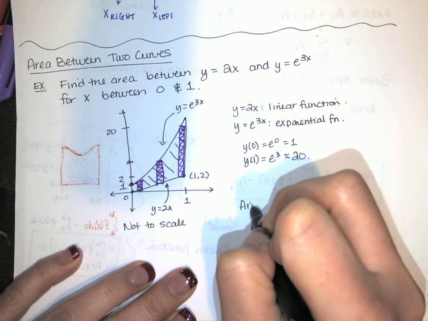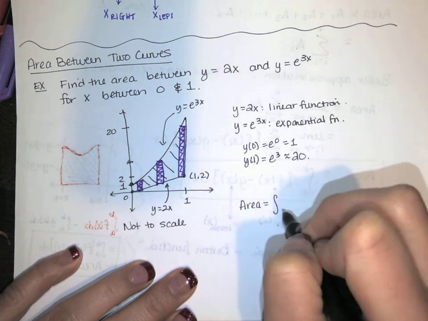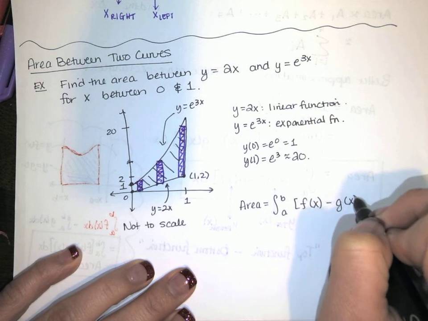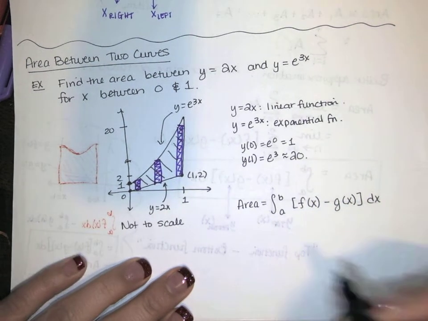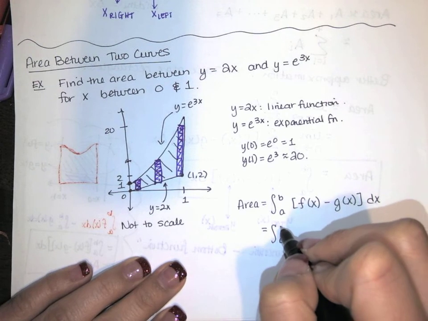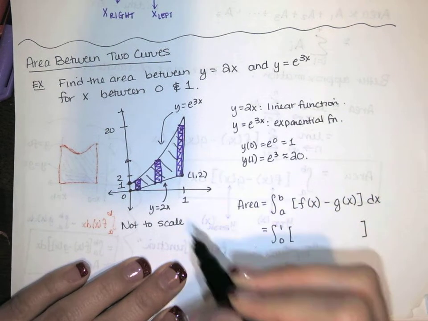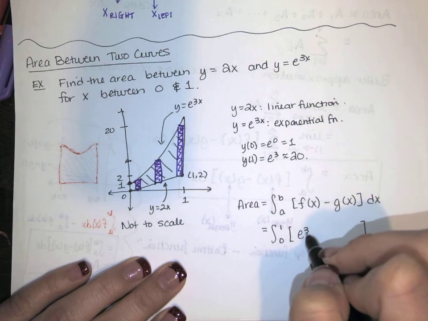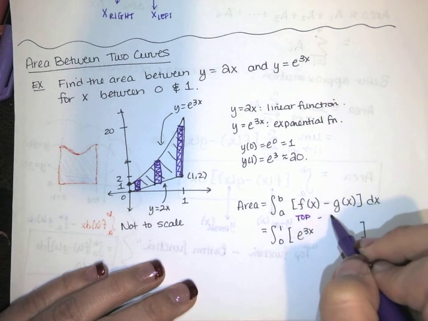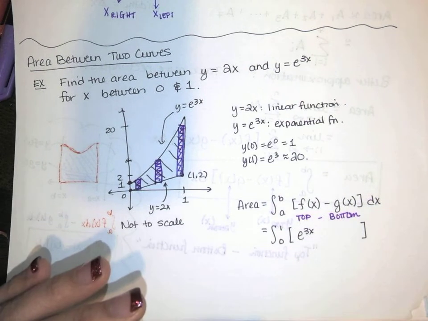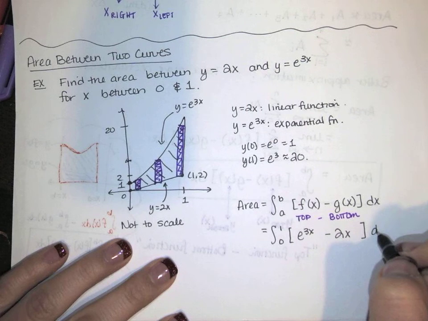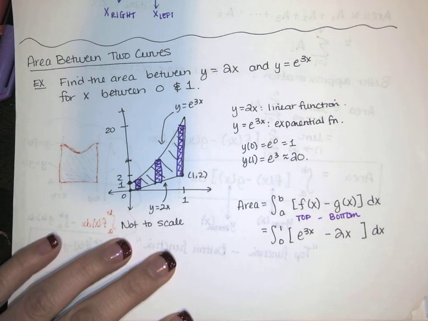So according to our formula, we've got the integral from a to b of the top function minus the bottom function. We're integrating with respect to x. X starts at 0 and ends at 1. And the top function was e to the 3x, so we just substitute that in. Remember what this is. This is your top minus bottom. And the bottom function was 2x. And you're integrating with respect to x, so don't forget your dx. Okay, now it's easy enough.